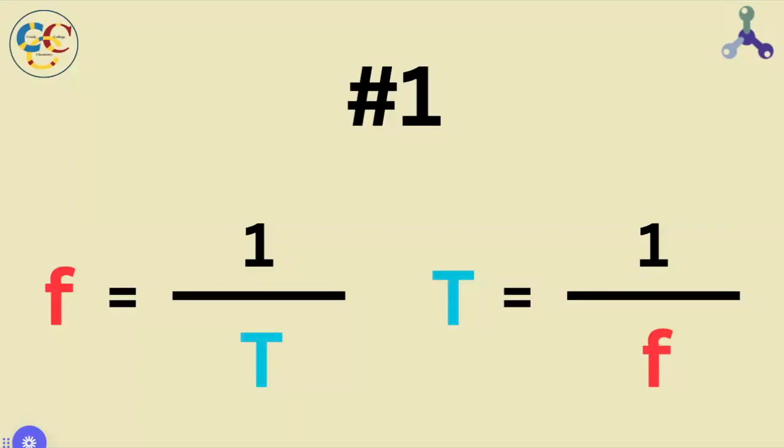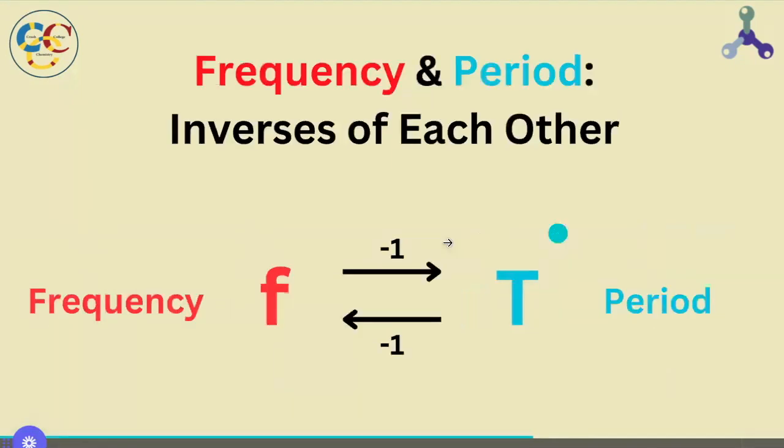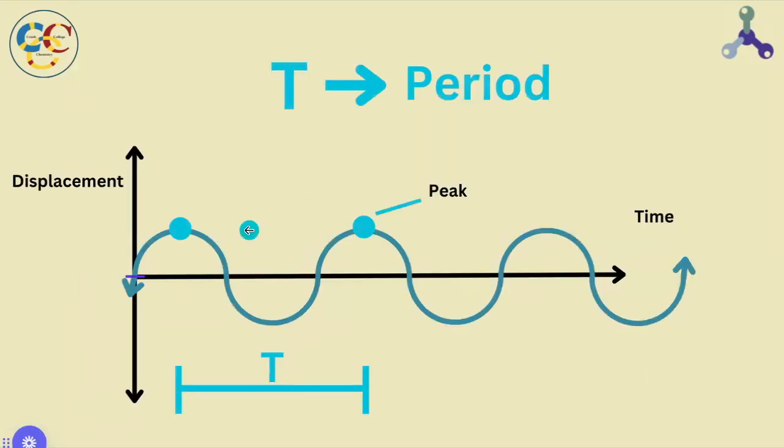The first equation that allows us to describe light as a wave is f equals 1 over T, and T equals 1 over f. f is frequency, and T is period. In other words, frequency and period are inverses of each other. Period is the amount of time it takes for a wave to repeat itself, the amount of time it takes for a wave to complete a single cycle. It's the peak-to-peak distance on the graph.